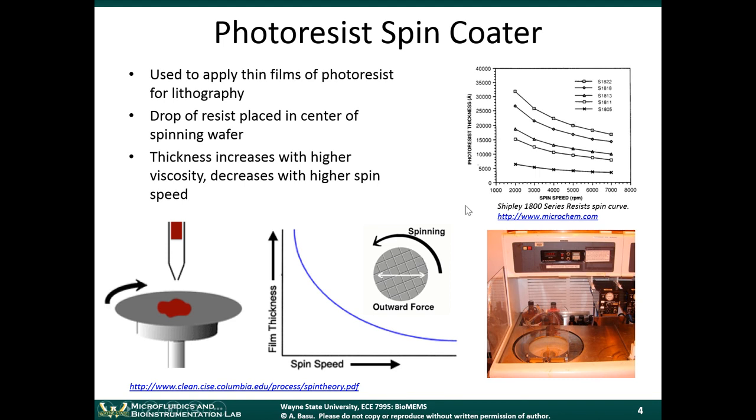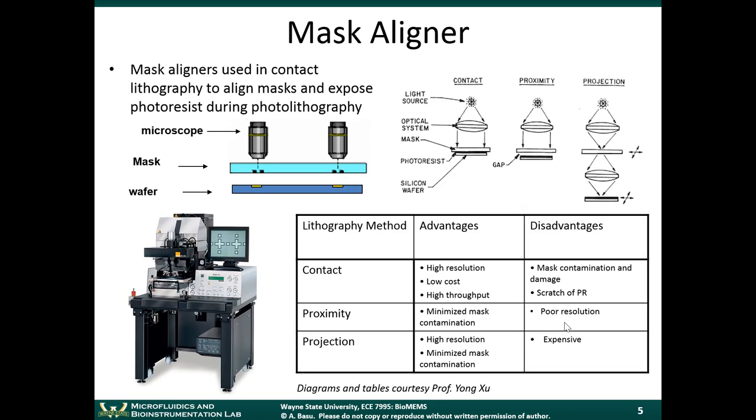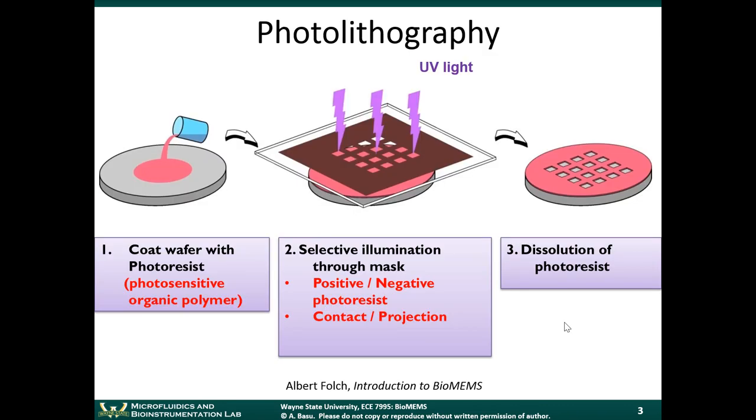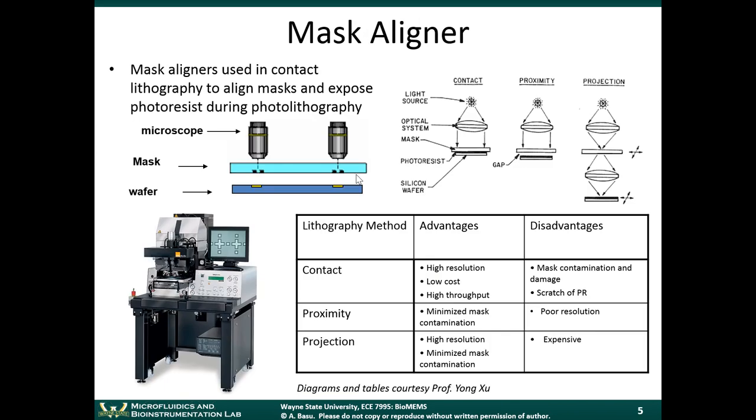All right, this is an example of a spin coater that we have in our clean room here at Wayne State. So the next step in the photolithography process is this selective illumination, the exposure step. For doing the exposure step, we use something called the mask aligner. Mask aligners are used in contact mode lithography to align masks and expose the photoresist.